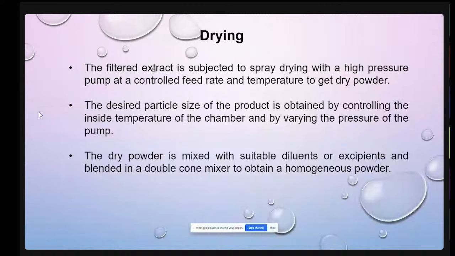After this, we have to dry. The filtrate extract is subjected to spray drying with a high pressure pump at a controlled feed rate and temperature to get dry powder. The dry powder is mixed with a suitable diluent or excipient and blended in a double cone mixer to obtain a homogeneous powder.